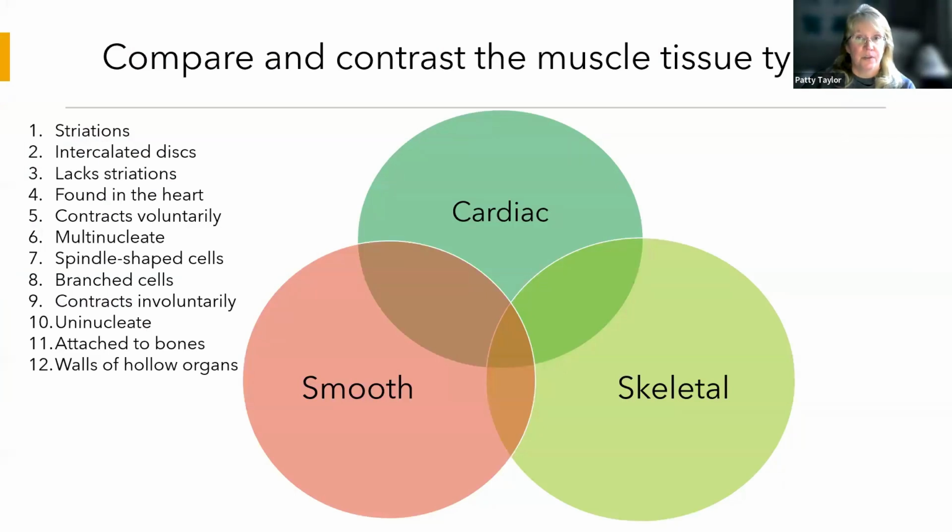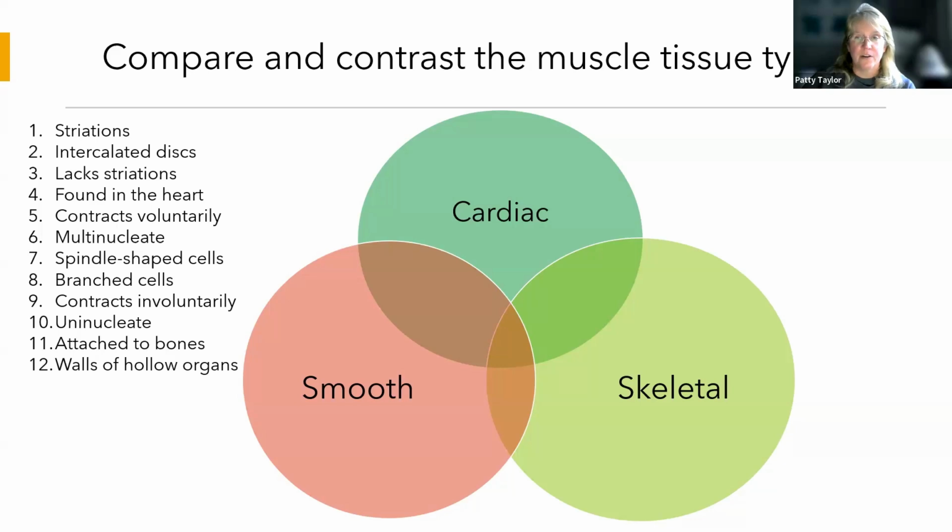I would go ahead and pause the video, see if you can figure out how to organize these 12 features. Something that goes for cardiac, you'll put just in this green portion of the circle, or for skeletal, you'll put just over here, or for smooth, just on its side. If there's a feature that goes for both smooth and cardiac, put it in the space where it overlaps. Or if all three cells or tissue types have it, put it where all three overlap. So go ahead and work through this Venn diagram, and then we'll do the answers.